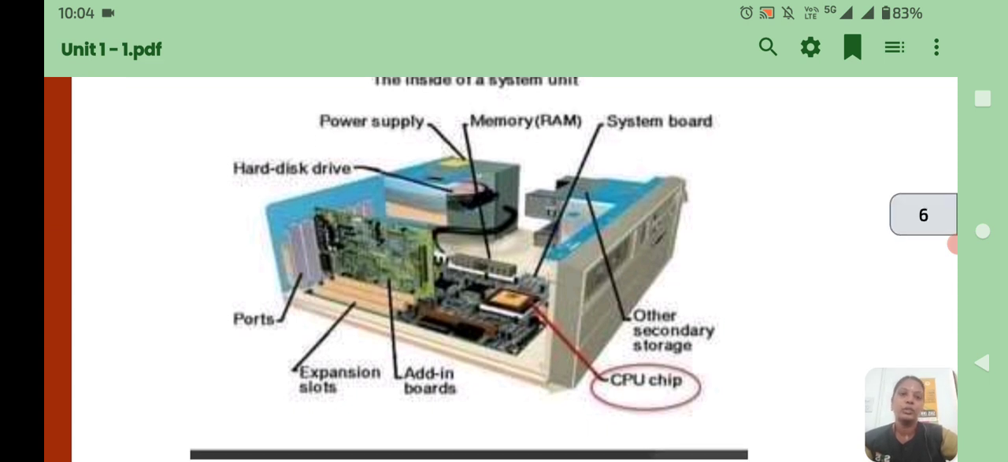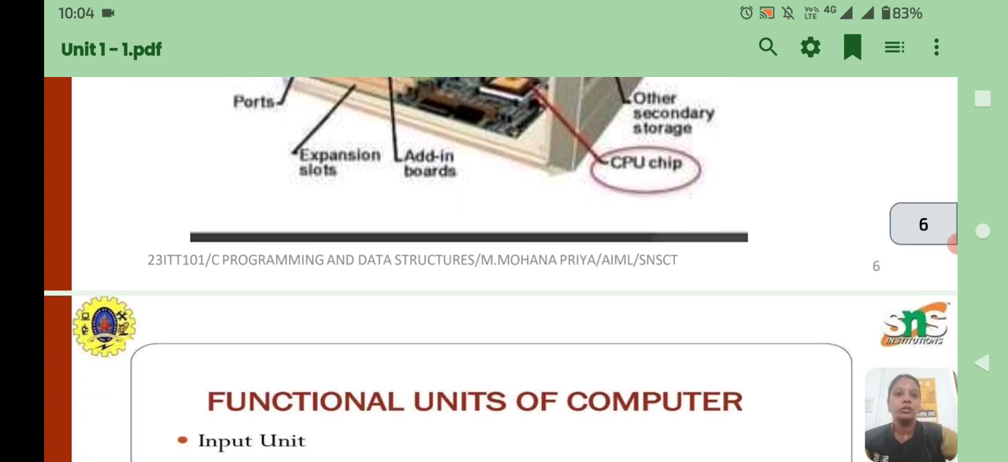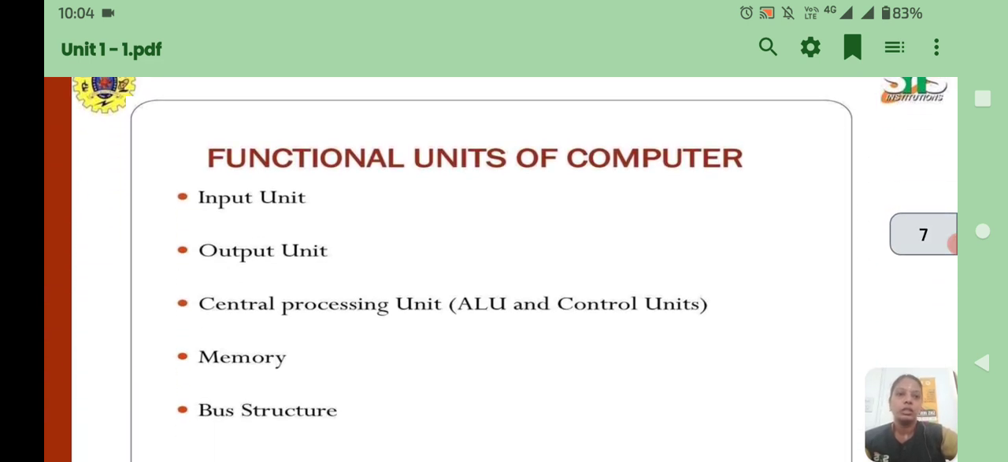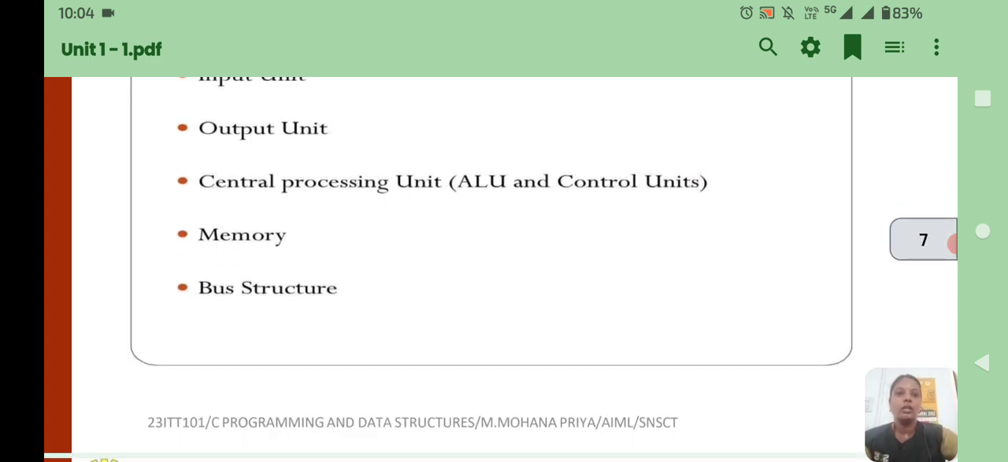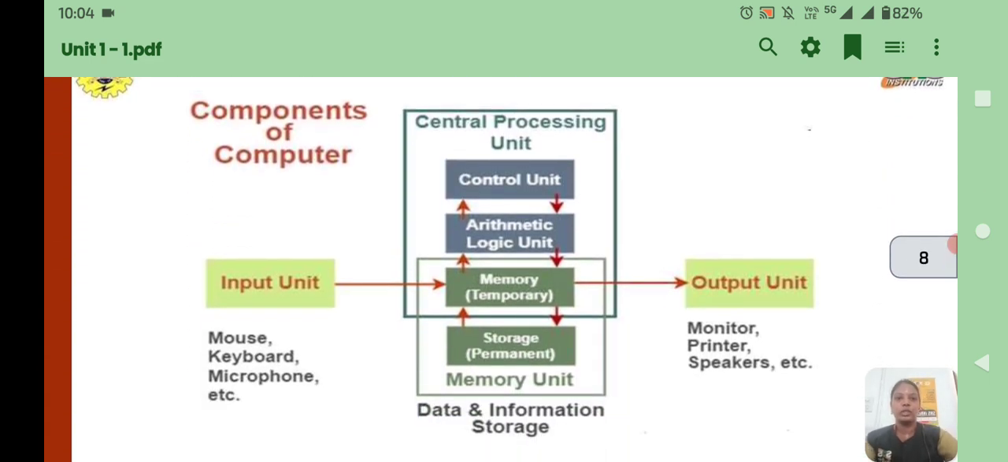Inside the computer system we have a lot of chips, hard disk, power supply unit, memory unit and system boards, which are available in the CPU, the central processing unit. What are the functional units of a computer? Input unit, output unit, and the central processing unit, that is the CPU. It contains two units: one is the ALU, arithmetic logical unit, and the other is the control unit. Finally, memory and bus are also components of a computer.